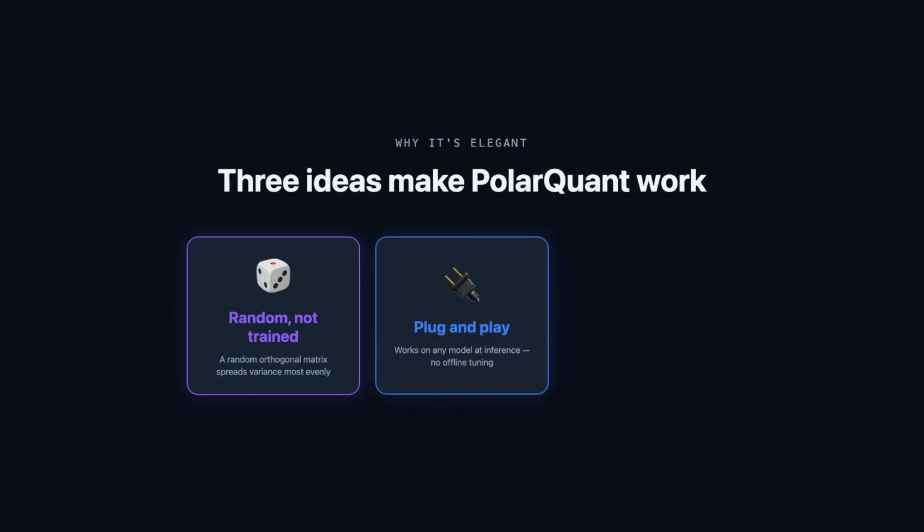Because the matrices are random rather than learned, PolarQuant plugs into any existing model straight away at inference time. There is no offline preparation and no per-model tuning. Just rotate, then quantize. That plug-and-play property is what makes it practical to deploy at real scale.